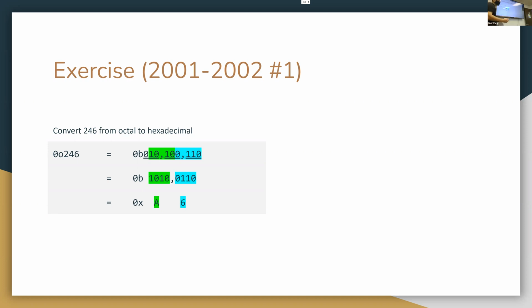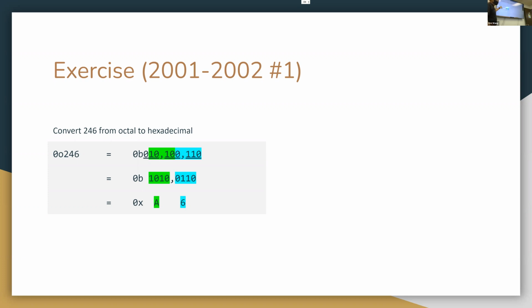Does that make sense now? Yeah. So this is a real contest problem, right? From 2001, 2002. And so when you're converting between these number systems, octal, binary, and hexadecimal, remember those 2 maps, right? That's all you need to do the conversion. You don't need to do the divisions and multiplications, right?